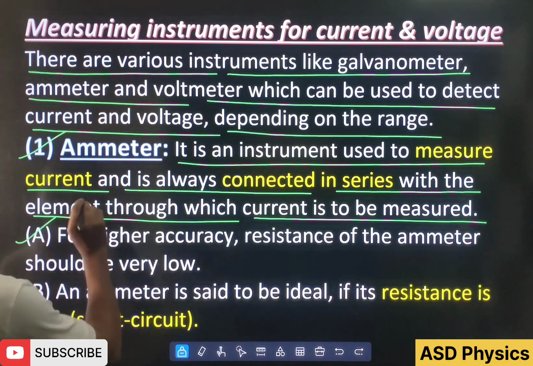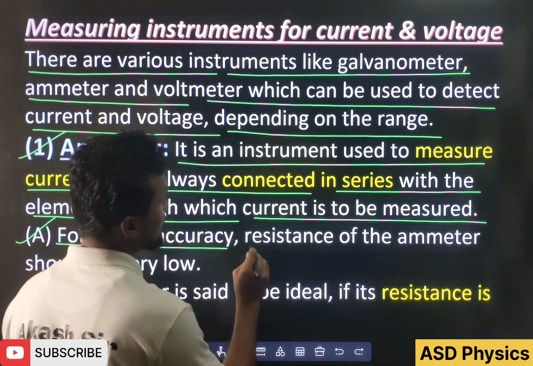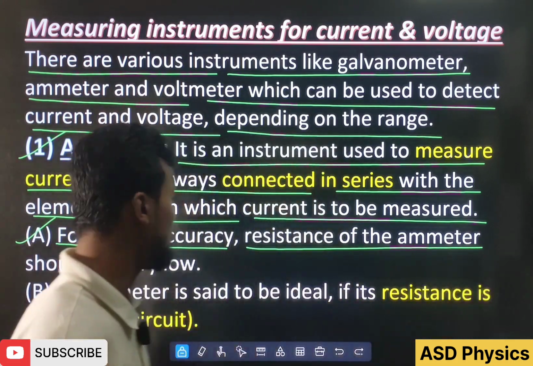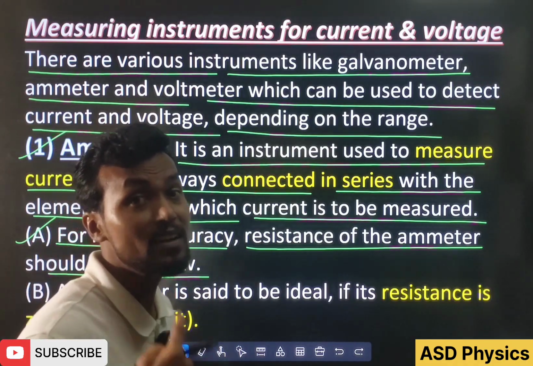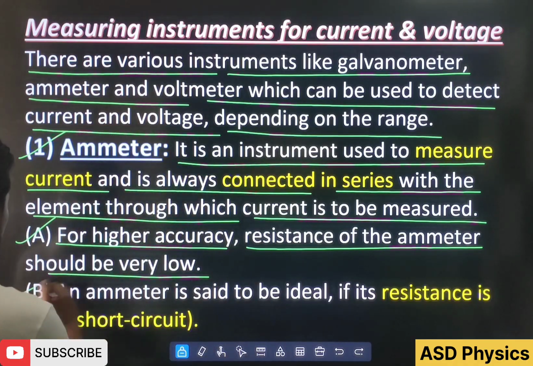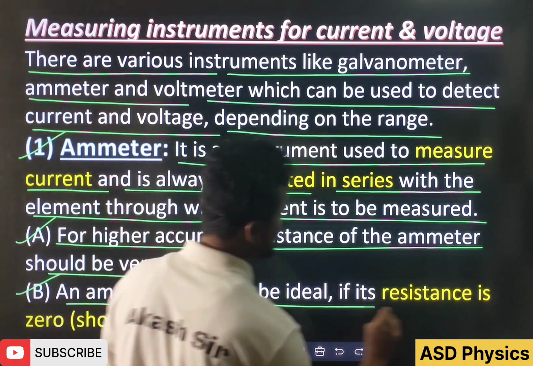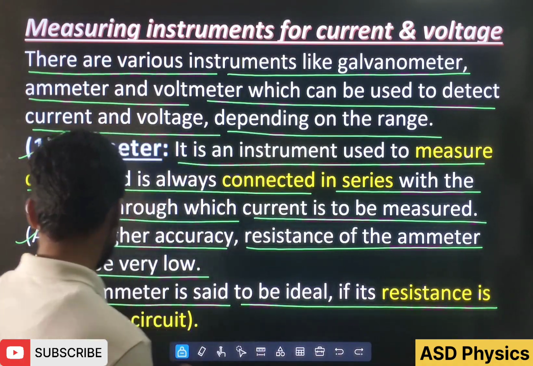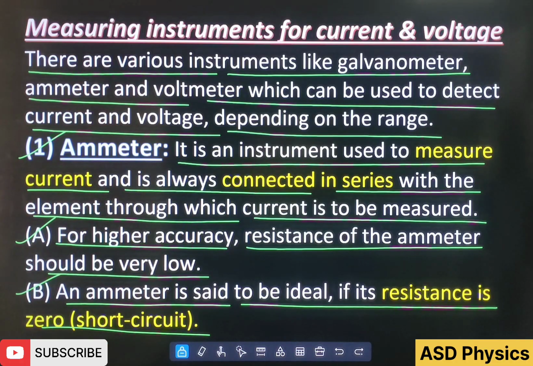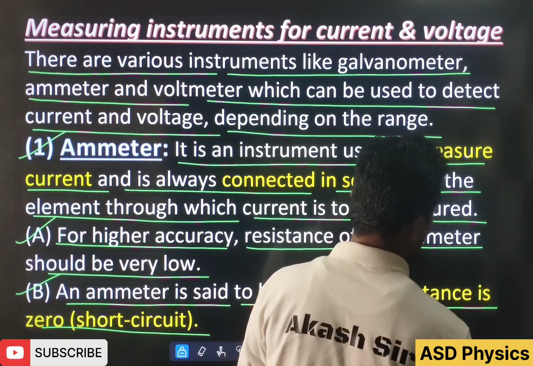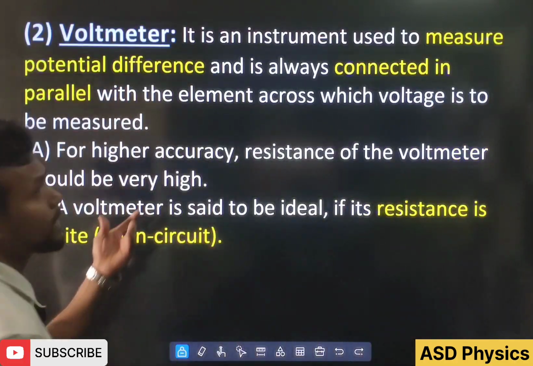Now some points are there. For higher accuracy, the resistance of the ammeter should be very small because it is going to be connected in series. Second, an ammeter is said to be ideal if its resistance is 0, and 0 means a short circuit. Okay students, I hope this ammeter and these two basic conditions are very clear to you.